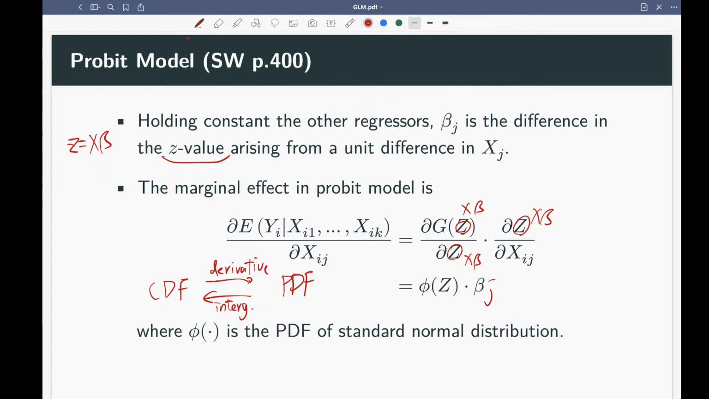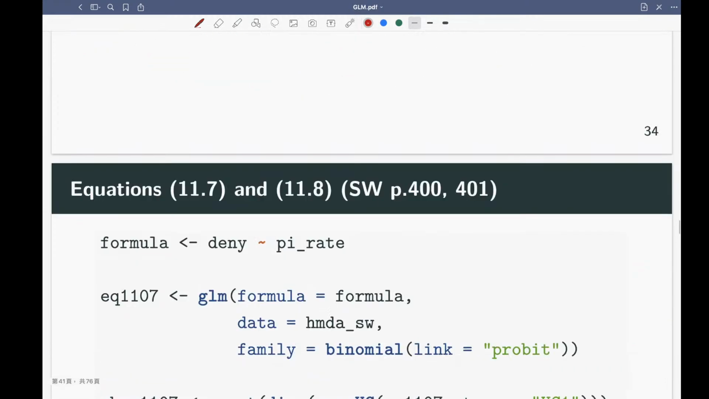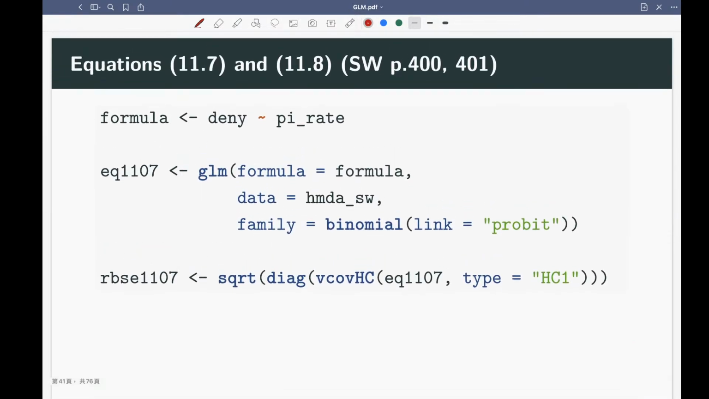Okay, so you can have a CDF. They are inverse operations. And now, at first we model the one regressor model for the Probit model. We use a PI ratio. Okay, so now we use a GLM. It means a generalized linear model.